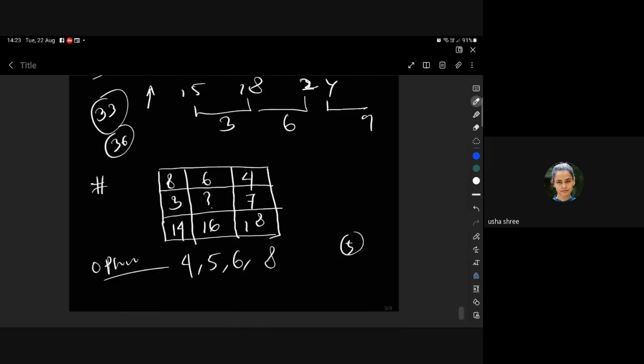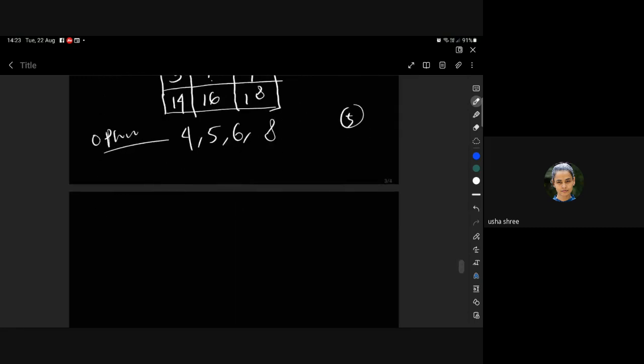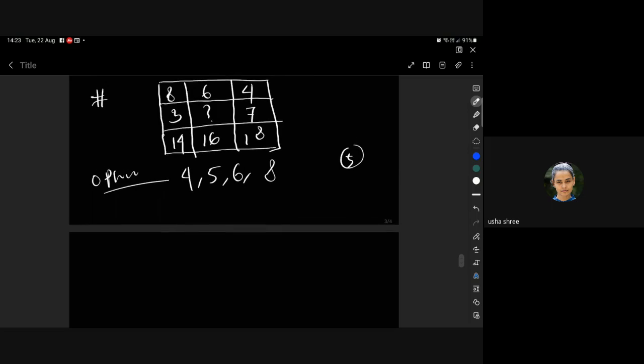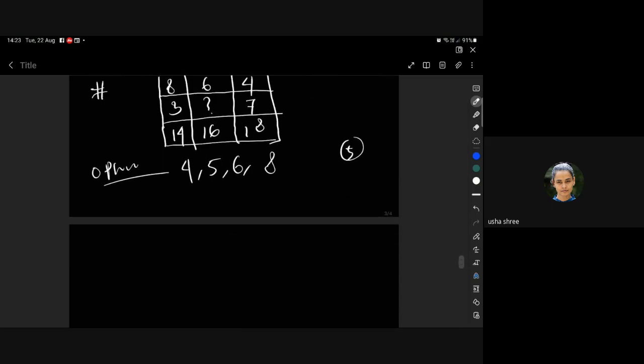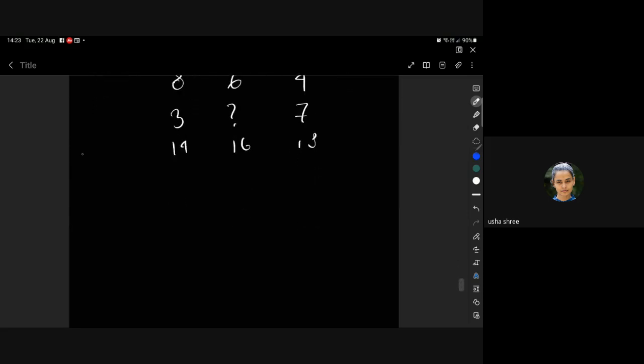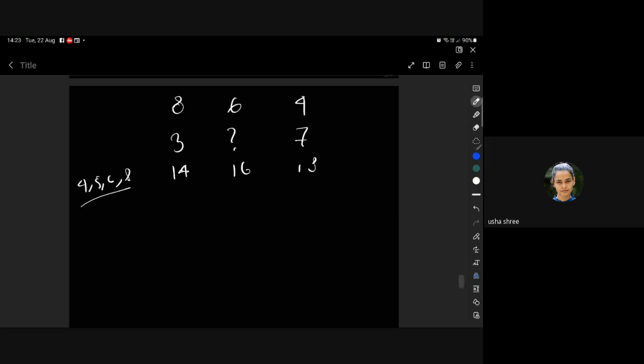Okay, let's see. So if we see, again I'm writing 8, 3, 14. 8, 6, 4, then 3, 7, then 14, 16, 18. The options are 4, 5, 6, and 8. If you see in this table, first you consider the first column.